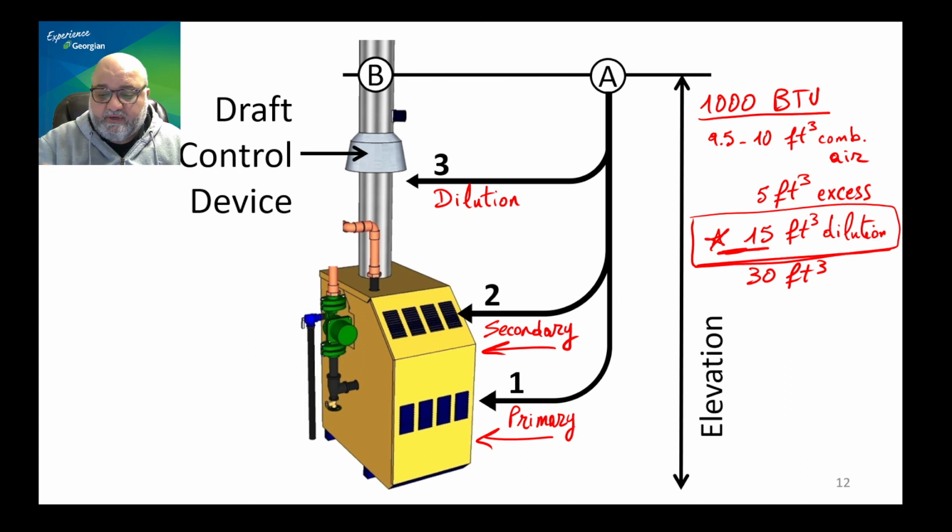So if you're burning 100,000 BTUs every hour, that's 1,500 cubic feet of dilution air every hour. That's almost half a house size of air that you are wasting. It's good for ventilation, but it's not good for the budget.